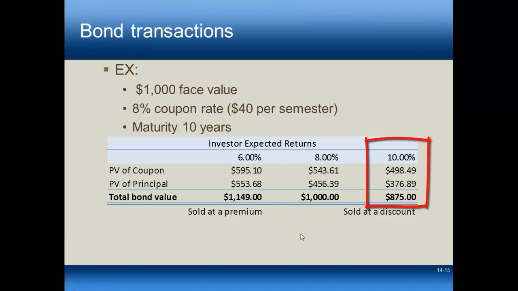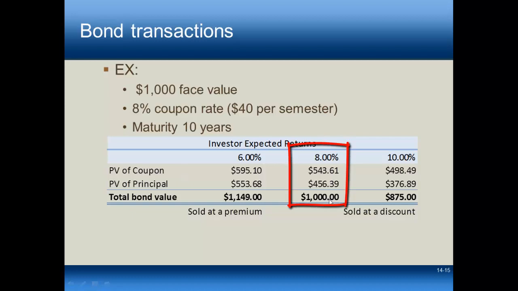So this is my example here. We just did the last column. This is going to be called selling at a discount. In other words, we're doing a present value at a higher rate than the one that is included in the contract. So the PV of my coupon, $498.49. The PV of that $1,000, 20 periods, 5% per semester, $376.89. Grand total, $875. If we would have done this at 8%, just like the coupon, we would have come out to $1,000.